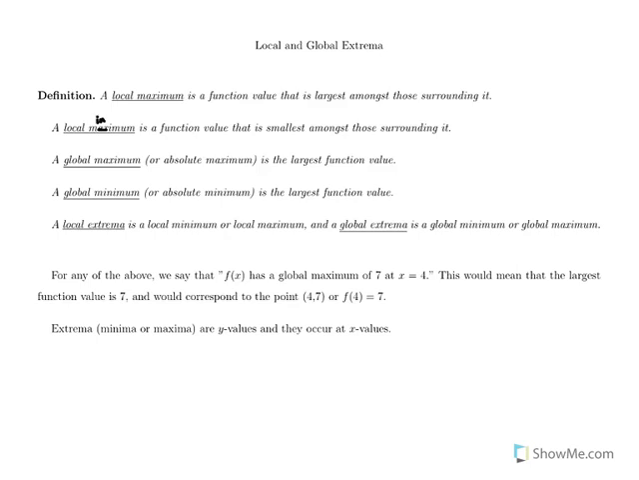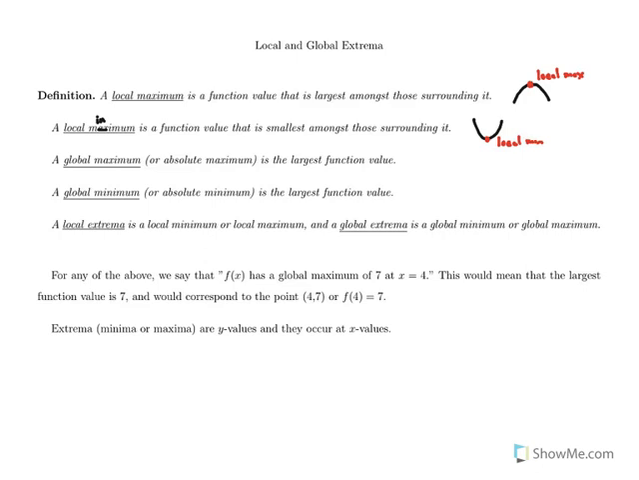So first we have a bunch of different definitions to go through. We have a local maximum, which is a function value that is the largest amongst those surrounding it. It is going to be the top of a hill. That's going to be the maximum. A local minimum is going to be the bottom of a valley, or at least commonly will be.